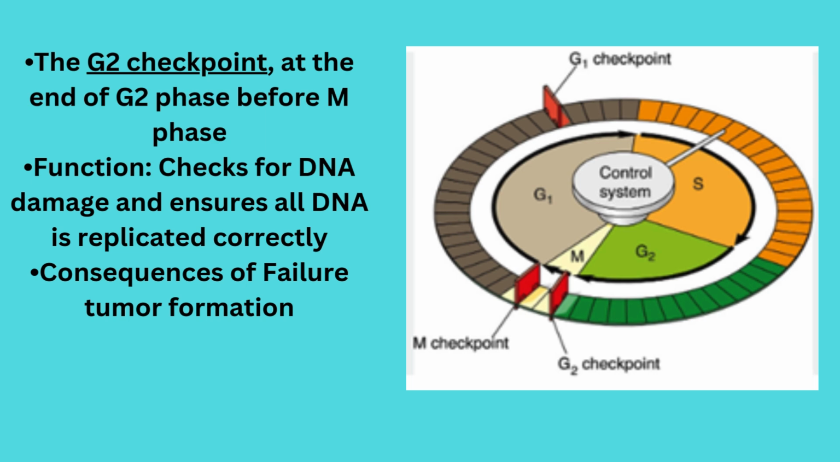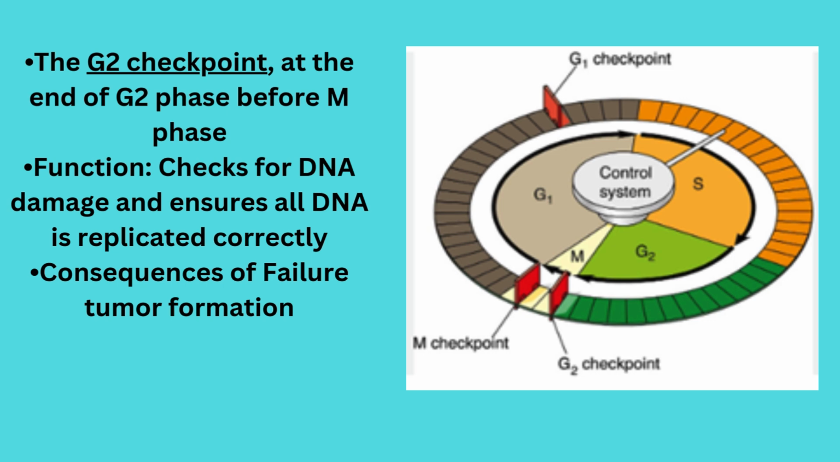We can take an example, we can compare it to proofreading an essay before submitting. We ensure that there must be no errors in our writing material before submitting. So it's like that: the G2 checkpoint checks if DNA is replicated correctly or not. The cell will check DNA integrity. Is there any DNA damage or not? Also, it will check DNA replication. Was the DNA completely copied during S phase?